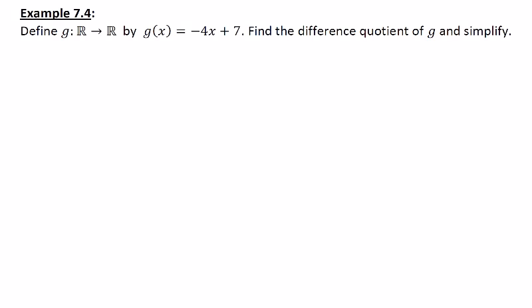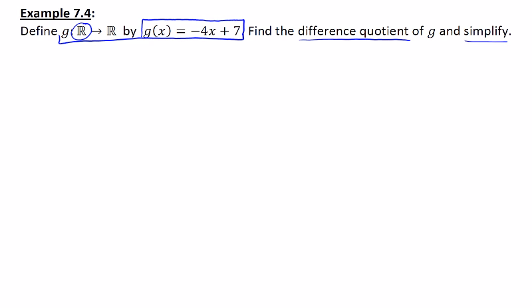In example 7.4, we are given a function g. It says define g, and we can see that g has a domain of all real numbers with an equation of g of x equals negative 4x plus 7. And it says find the difference quotient of g.